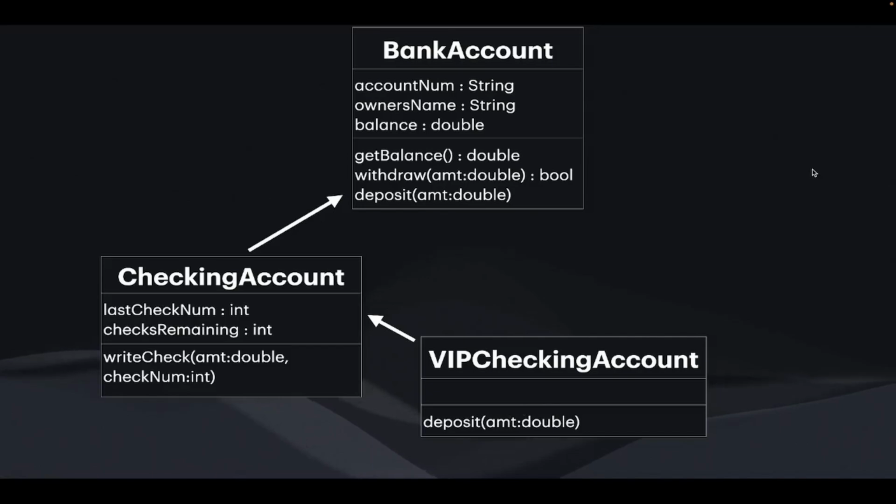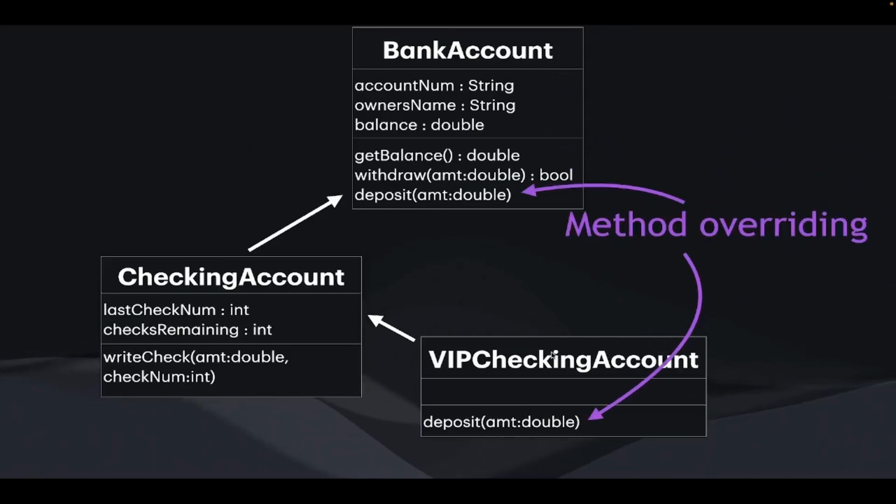What I want to point out here is that the VIP checking account has a deposit method just like a bank account does. So this is an example of overriding. It's a little different than our previous example because we're skipping one class in the middle. It doesn't matter. The idea of an override is that we're going to implement a method to replace something somewhere up the inheritance hierarchy, right? So a deposit for a VIP checking account works a little bit differently than a deposit for a bank account, which is inherited by a checking account.